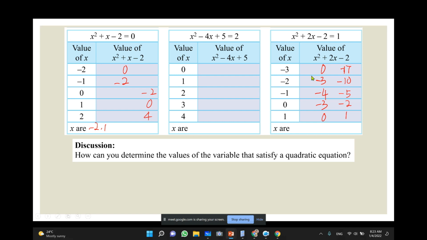Hazim or Hazik? Because I can't read the whole name. Okay, Hazim. What do you have? For -3, I have 1. And for -2, I have -2.